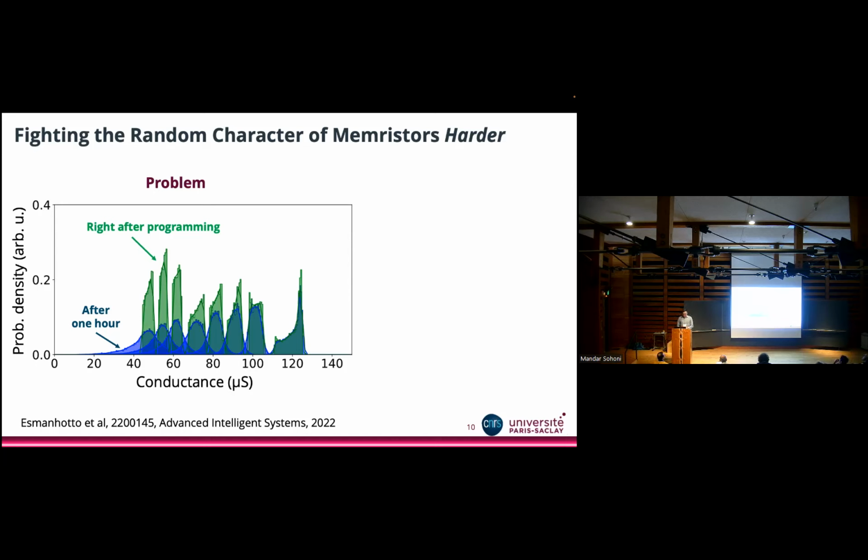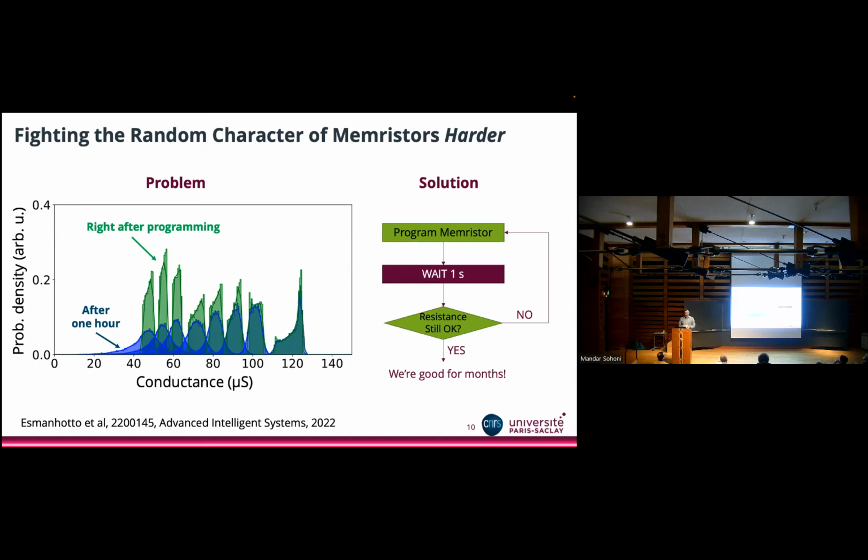So we need to fight harder. What we realized is that some memory stores are stable and some memory stores are unstable. So we made our program and verify more complex. Now we program the memory store, we wait 1 second. If it has not changed, we consider it stable, we are good. But if it has changed, we try again until we have managed to program the memory store in a stable state.